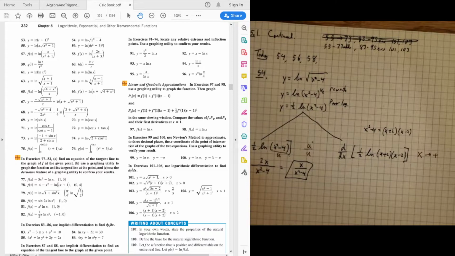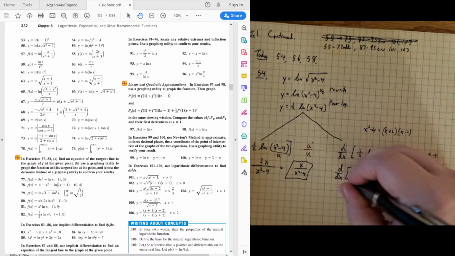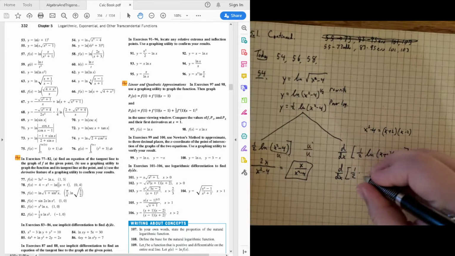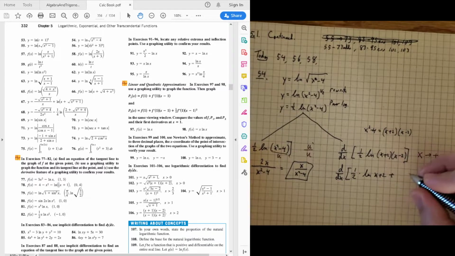And so what we can do is we can rewrite this as d/dx of 1/2 times ln of x plus 2 plus ln of x minus 2.